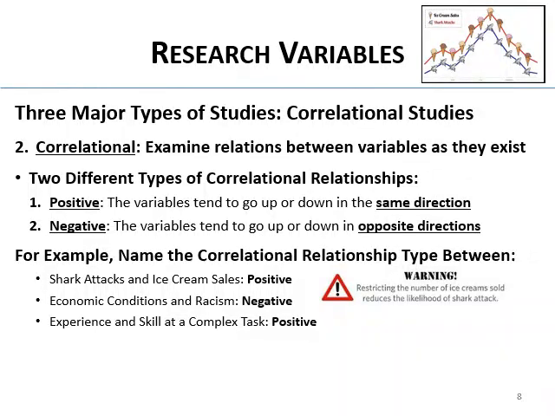How about experience and skill at a complex task? That's a positive relationship. The more experience you have at something, your skill at something also tends to increase. So driving, for example, folks who have more experience driving tend to have more skill at driving. And most complex tasks are like that, a positive relationship.